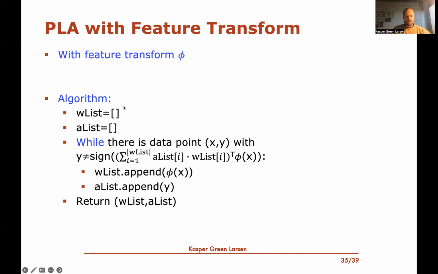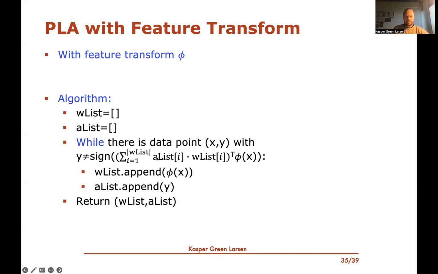This is a new way of writing the same algorithm. I'm going to write W as a list of vectors, the W list, with a list of coefficients, the A list. My test for a misclassified point is that I sum up all the points in my list, take the coefficient I have on each, multiply it with the vector, and compute the inner product with the feature transform X. If this is different from the label, I append the feature transform vector X to the W list, and I append the label Y to the A list. This is the same algorithm as before.